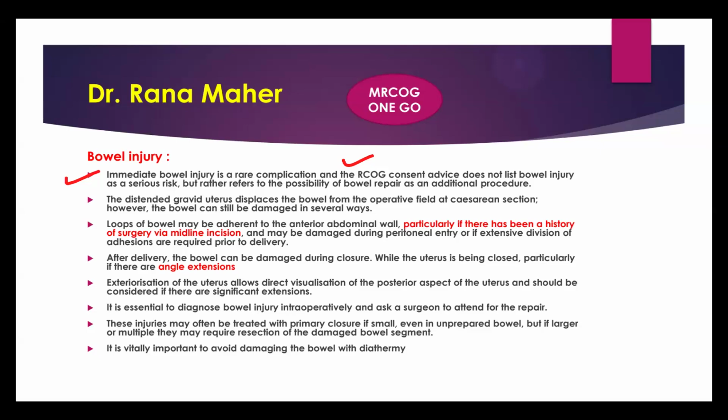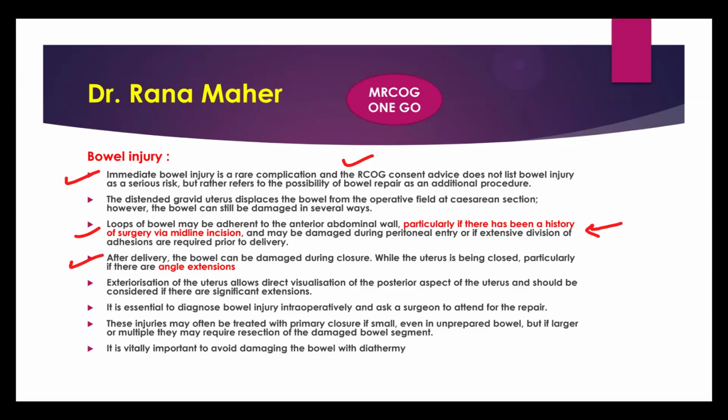The distended gravid uterus can displace the bowel, and the uterus will affect the bowel position and this will increase the risk as well. Loops of the bowel may be adherent to the anterior abdominal wall, for example, like in our patient after laparotomy, laparoscopy, and all of this stuff. Particularly if we have a history of surgery via a midline incision, right?